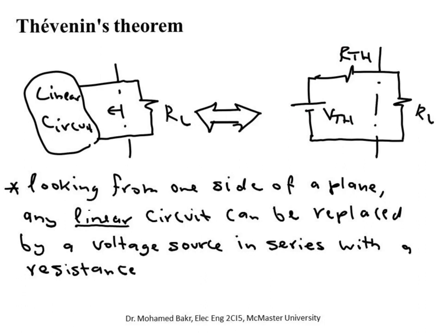Because once we do that, we can determine the current going through the resistance RL, because this current will be V Thevenin over R Thevenin plus RL. So this can be another analysis tool that we can use in addition to loop analysis, nodal analysis, superposition, current division, voltage division, and all the previous techniques we learned so far. So the basic idea is between any two terminals of a linear circuit, looking into the circuit, we can replace the circuit by a voltage source in series with a resistance. And now we have to see how we can determine these parameters.